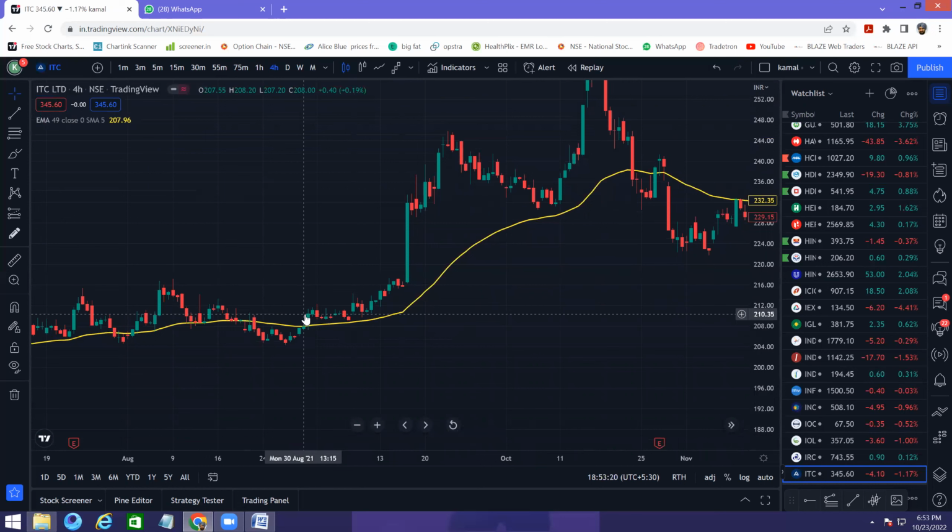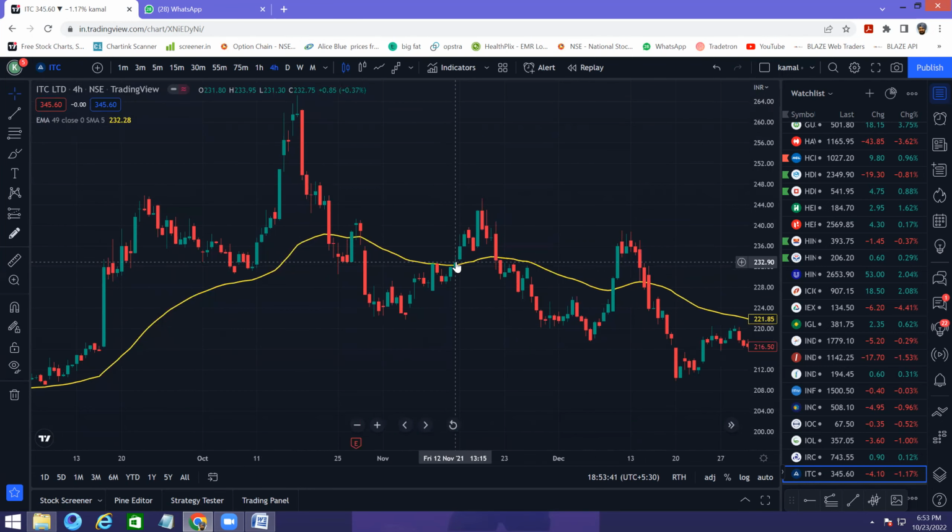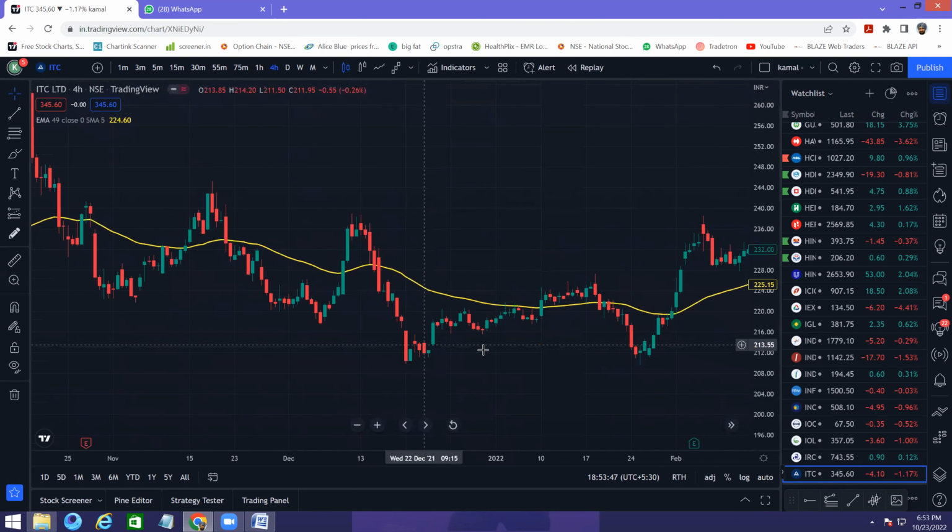Entry level was 210.35 and exit is 236.55. A 26 rupees gain, almost 13%. You would have made a loss here, approximately 10 rupees. But this would have almost ended up cost to cost. This also cost to cost.